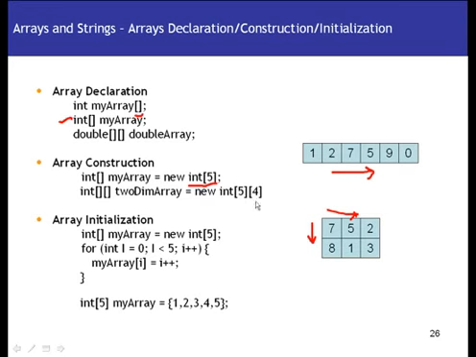Similarly, for a two-dimensional array, you give the size as well. Okay. So this is about array construction. Now array initialization. So now that you have declared your array and you have constructed an array object on the heap, you will have to assign values to the variables, to the array. So how do you do that?